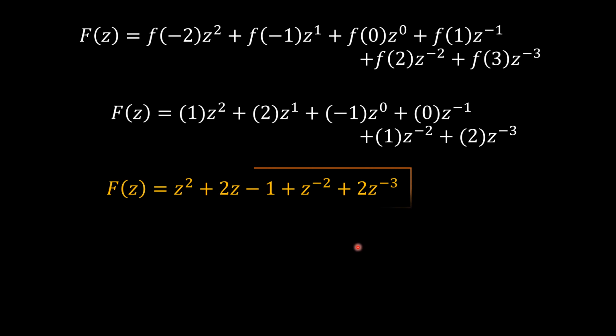So see, in this way we can obtain the Z transform for a finite sequence. So this is basically a function of z, isn't it? With which we can deal easily. Now consider the next example.